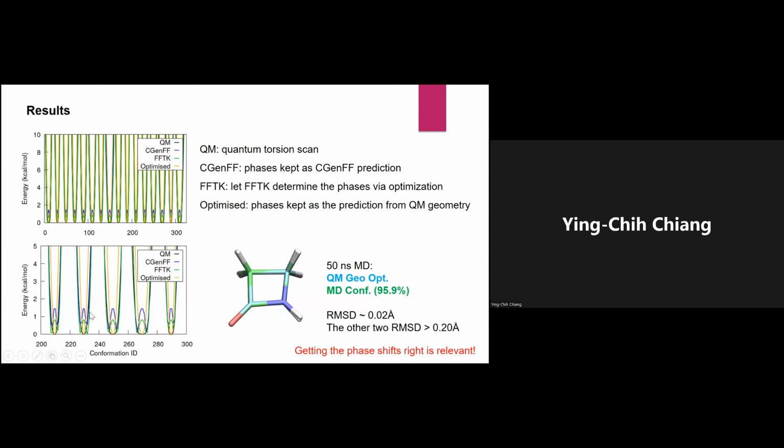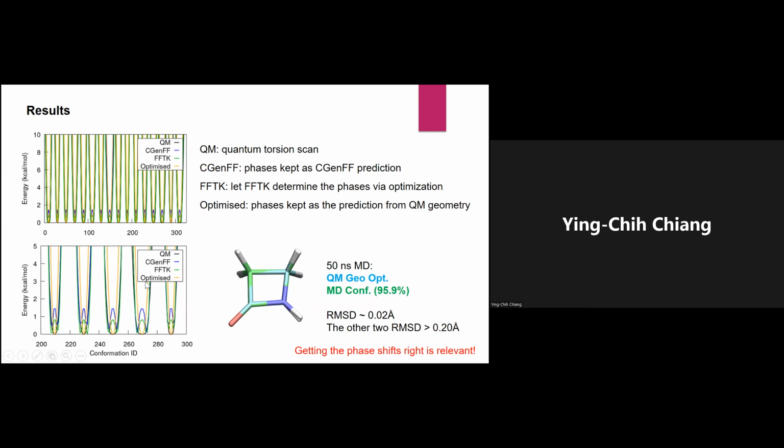So if you zoom in to see how the potential fitting looks, indeed you can see that the quantum one looks more like a proper well, while the CGenFF and FFTK give you something like a peak, let's say with two legs standing, while the most important part, the lowest energy part, has a strange barrier, so that is definitely not right.